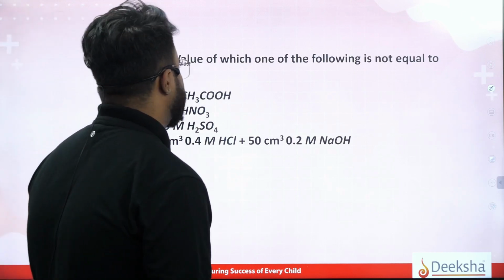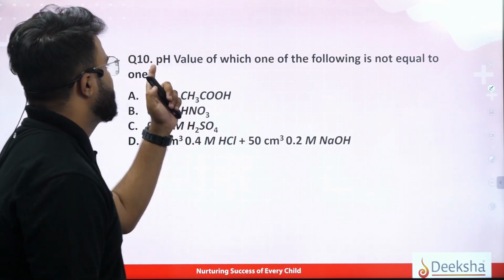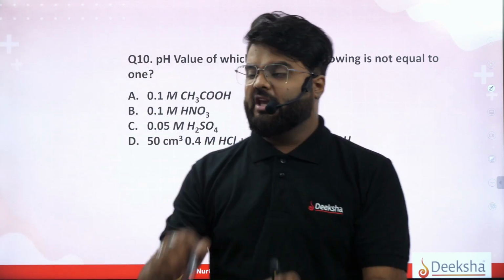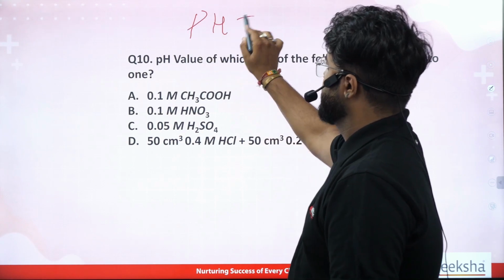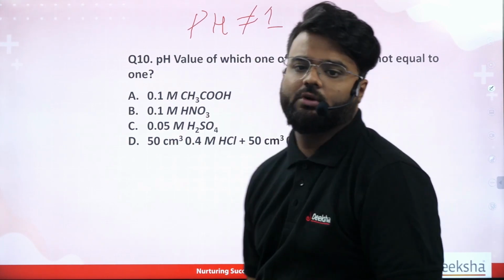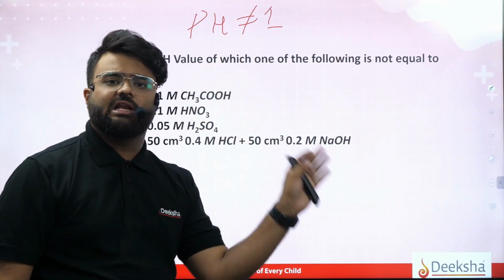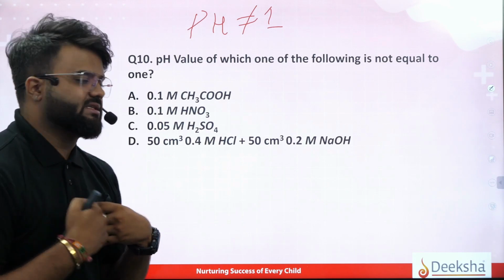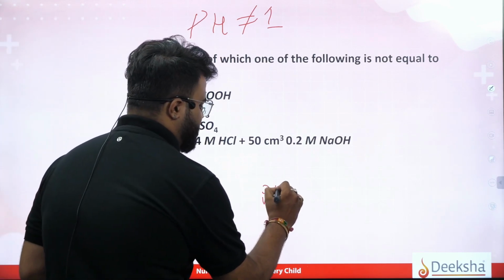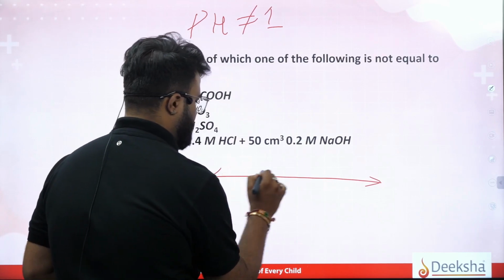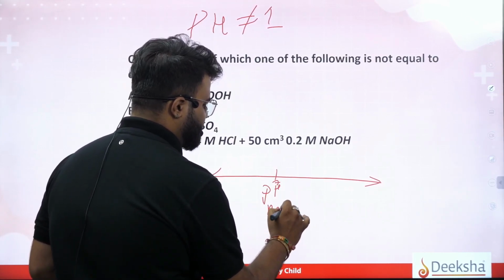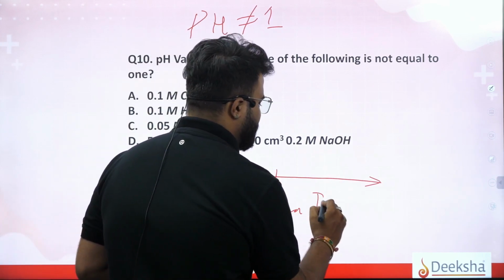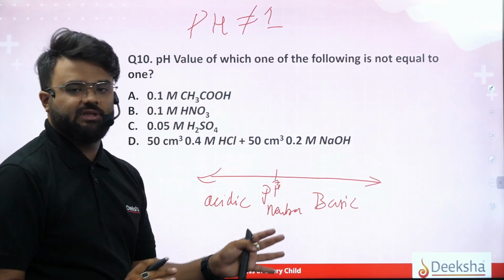Now in question number 10, it says: pH value of which one of the following is not equal to 1. We know that on the pH scale, 7 is neutral, below 7 is acidic, above 7 is basic. This is a simple thing, right?